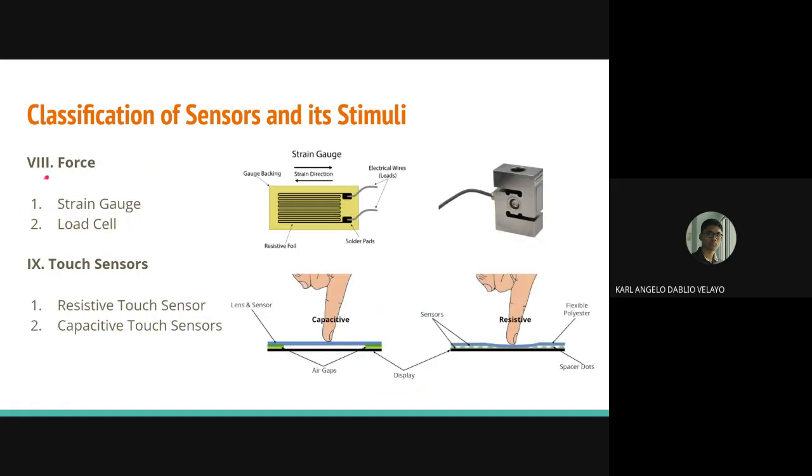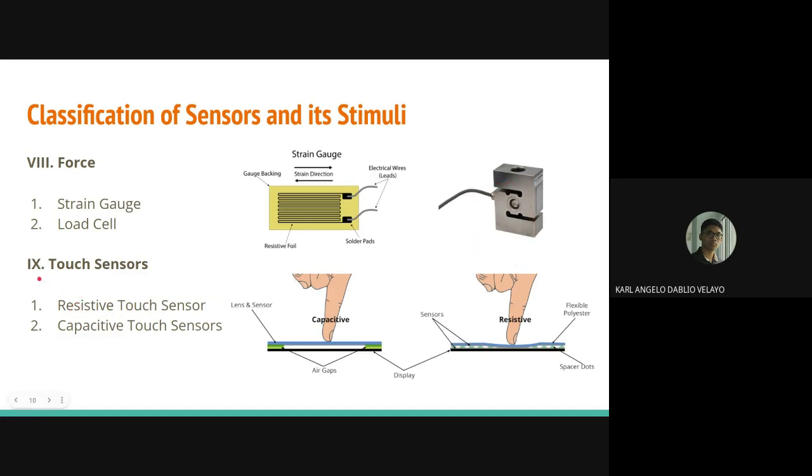Now next we have sensors for measuring force. I mentioned earlier the strain gauge. Let's review it. A strain gauge is particularly used in measuring different types of units, which are pressure, force, weight, and tension. Next we have the load cell. A load cell is a sensor that detects force and converts it into an electrical signal. This particular sensor is commonly used in weighing scales and medical equipment.